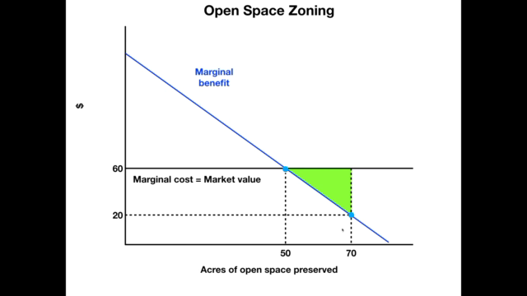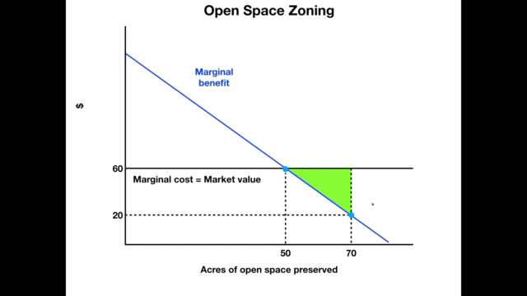So this vertical distance here at 70 represents the loss of welfare due to the fact that we're paying 60 for open space that is only of a benefit of 20. So we're losing $40 of social welfare due to the fact that we're over-protecting the open spaces that are available.